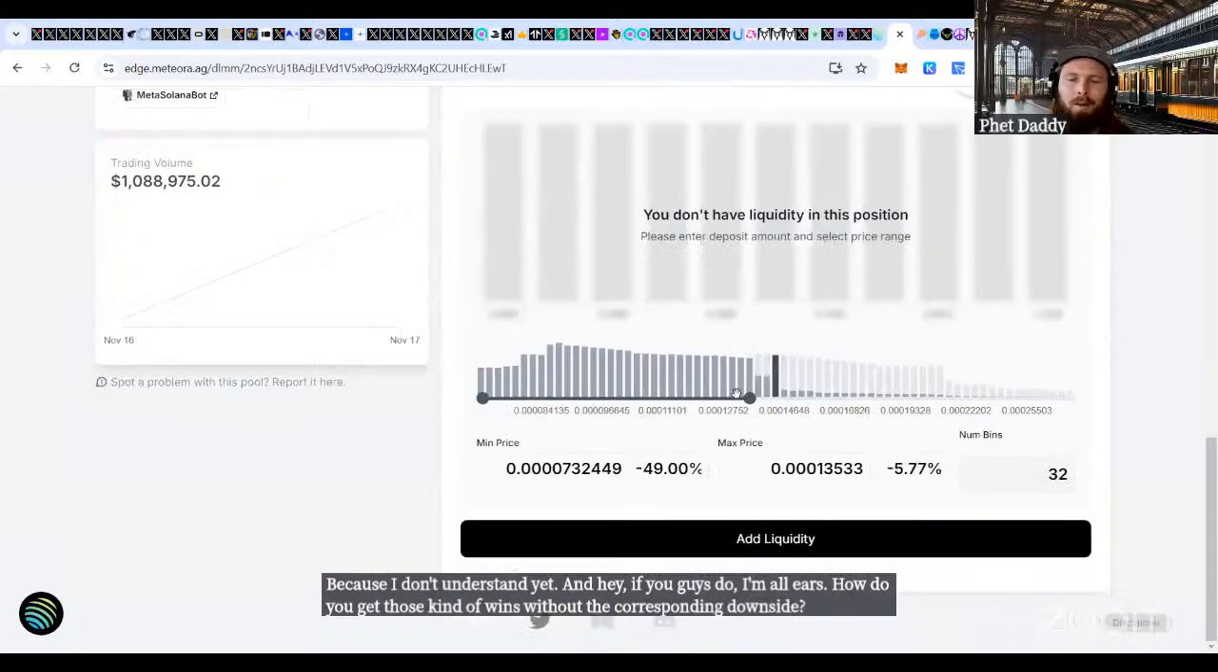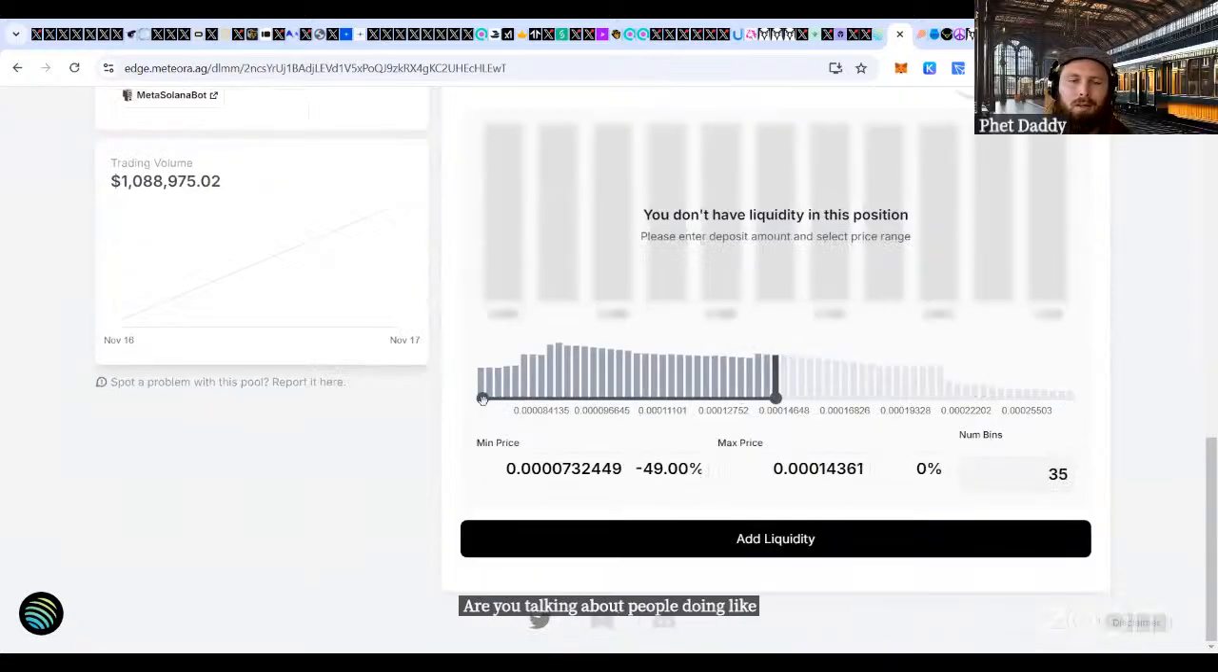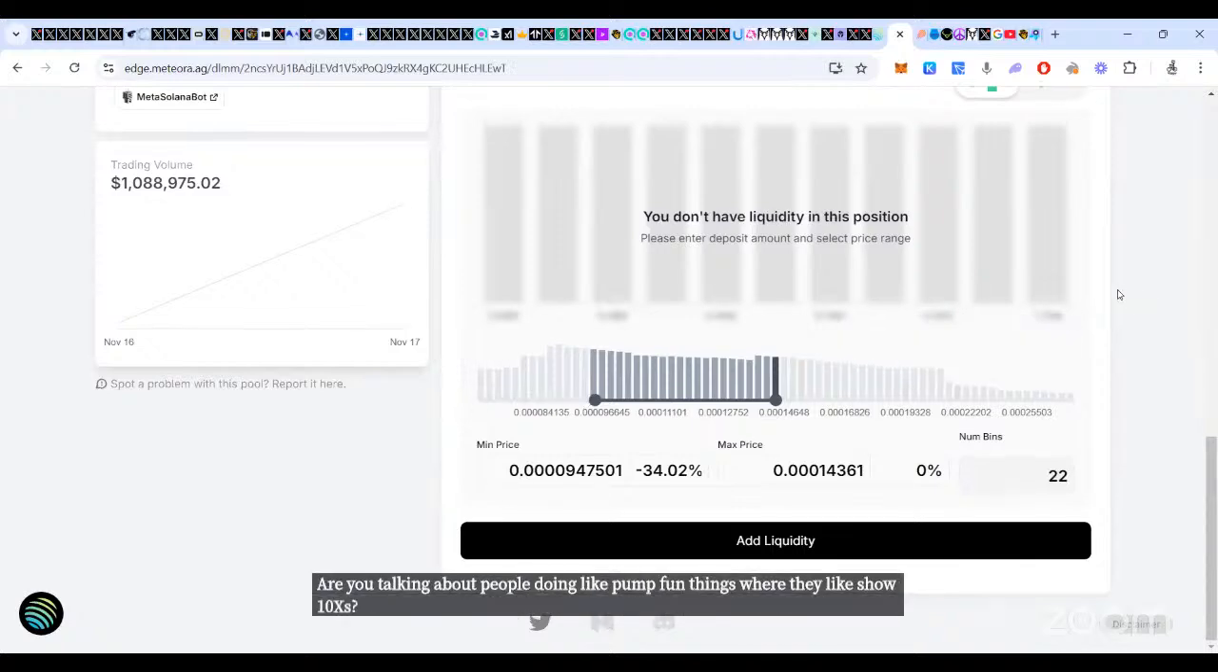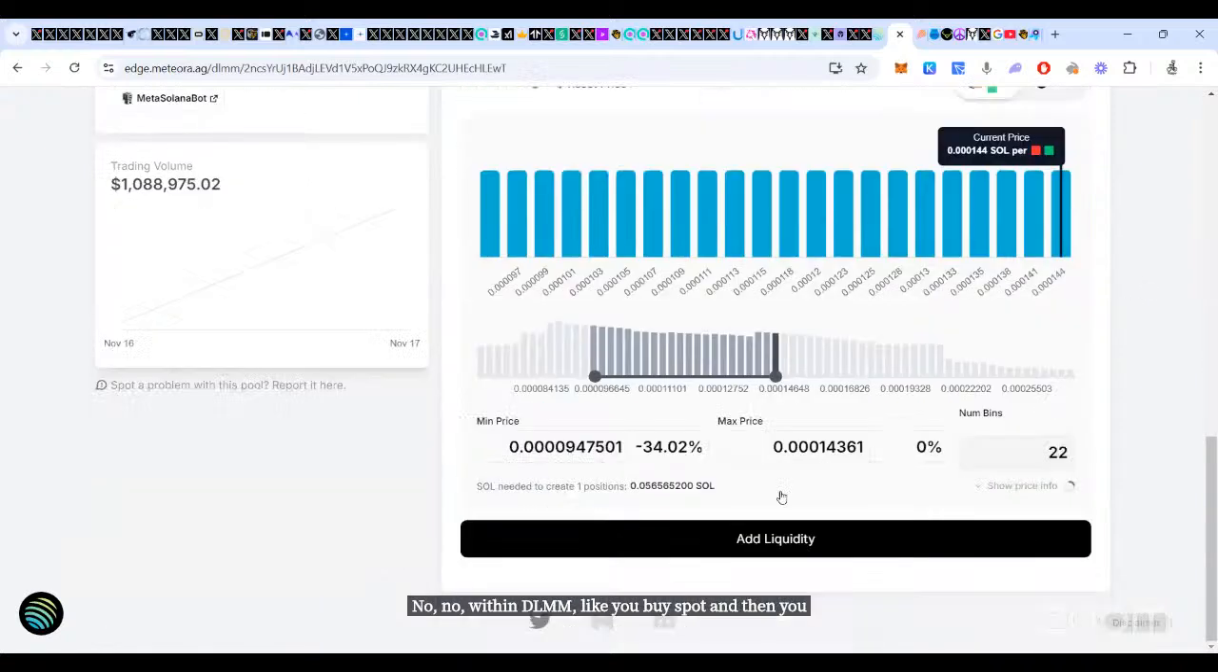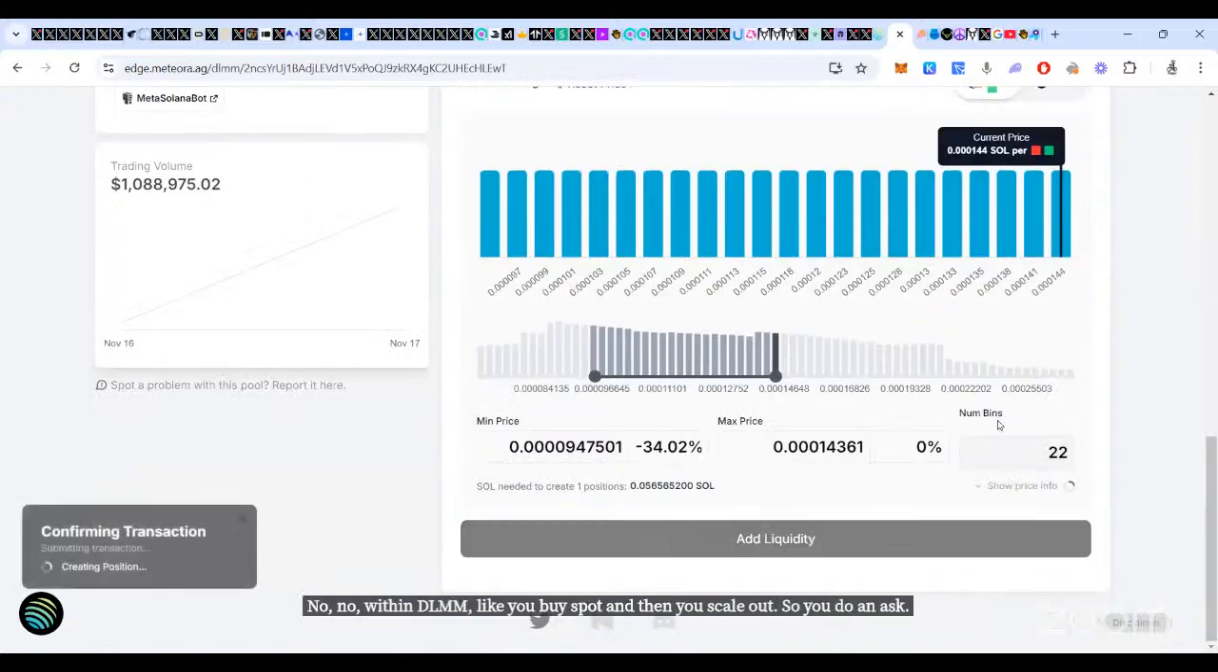Are you talking about people doing pump fun things where they show 10x's within DLMM? Like you buy spot and then you scale out. So you do an ask, and then you make your 100% return because the token price has doubled.